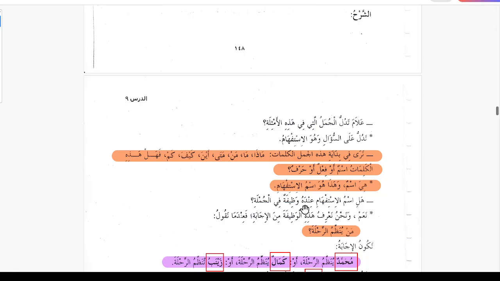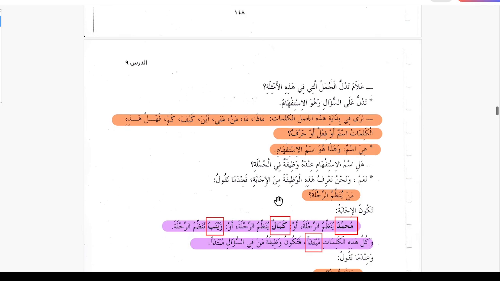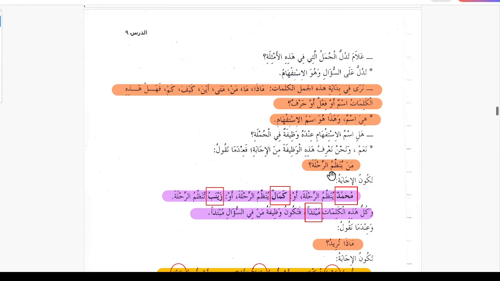Do these nouns of questioning have any function in the sentence? Yes. We will know the function of these nouns of questioning from the answers. So the function of ismul istifham we are going to find in the answers. When we say man yunazzimu rahlata, who organizes the journey, man is ismu istifham.